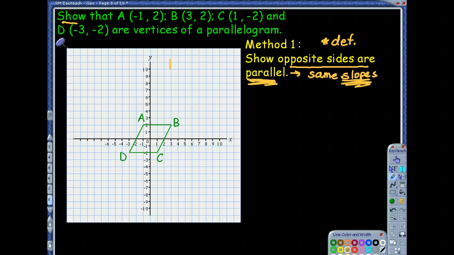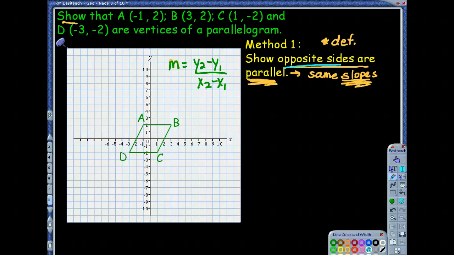So, reminder about the slope formula: it's y2 minus y1 over x2 minus x1. So you're basically using the slope formula. Now, how many times are we going to use the slope formula? Well, 4 times, because I'm going to need both pairs of opposite sides. Again, to show the opposite sides are parallel, you need both pairs.